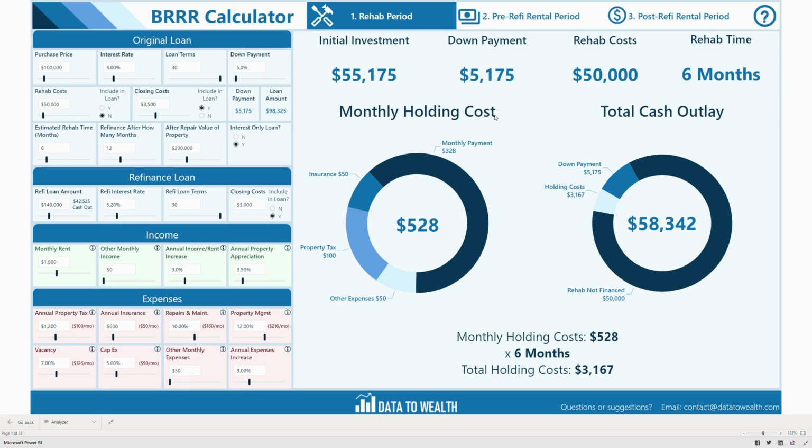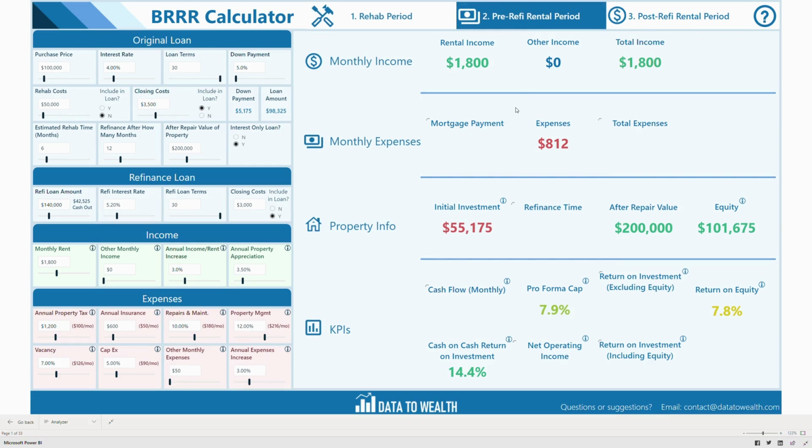After the rehab period, there will be a period of time where you have not refinanced it yet, but you're able to begin renting it out. This is the pre-refi rental period. Click on the button to see this time frame.